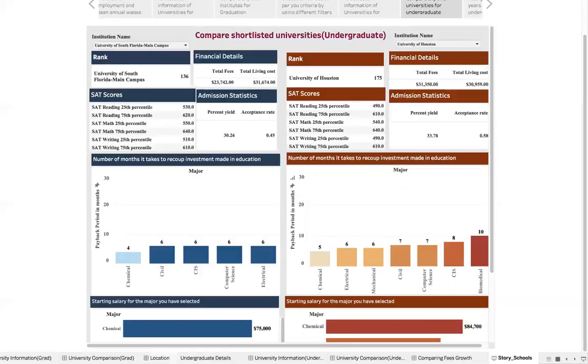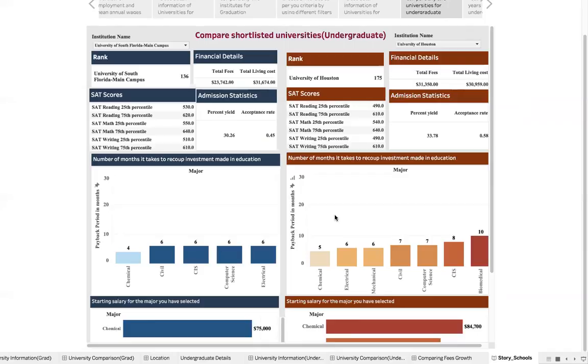But we can see here that the starting salary is $75,000 for a chemical engineer from University of South Florida, whereas for University of Houston it is $84,000, around $85,000. This is obvious because University of Houston is in Texas, and we have already seen that in Texas the employment opportunities are more, plus the annual wages are also more. So University of Houston will obviously have the higher salary. Students might get a higher starting salary.